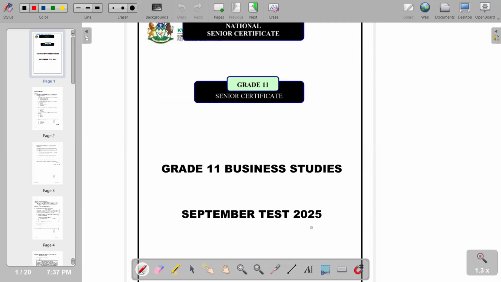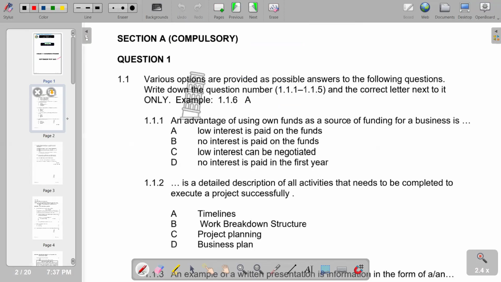In this video, I want to look at the September test 2025. So we are going to start on the first part, which is our section A, and our section A is compulsory. So on the multiple choice section, the first question that we have is an advantage of using own funds as a source of funding for a business is.